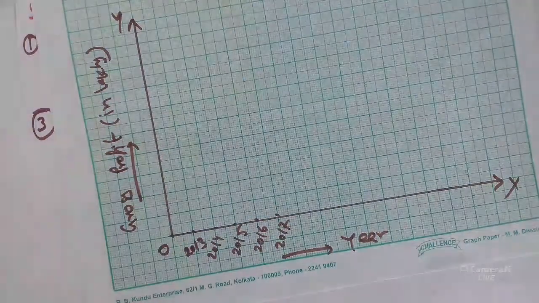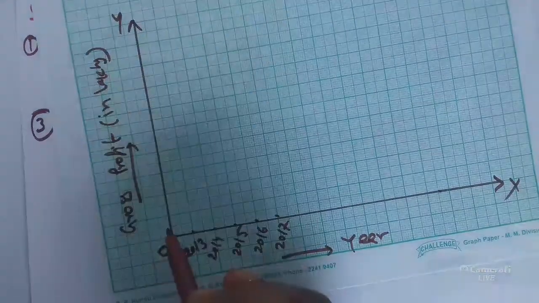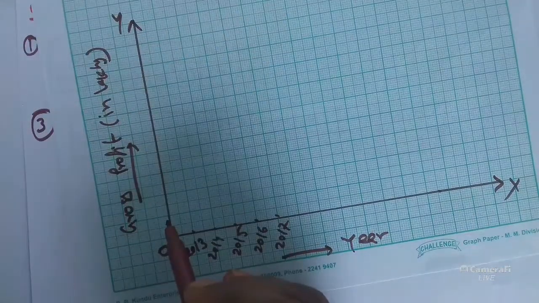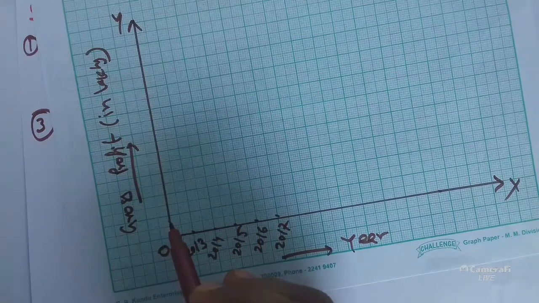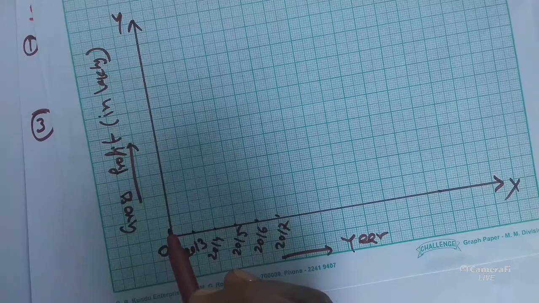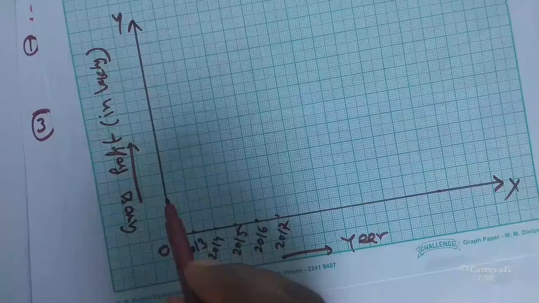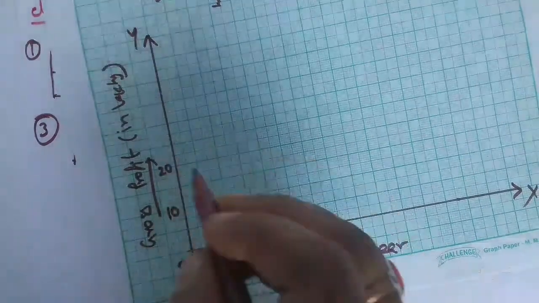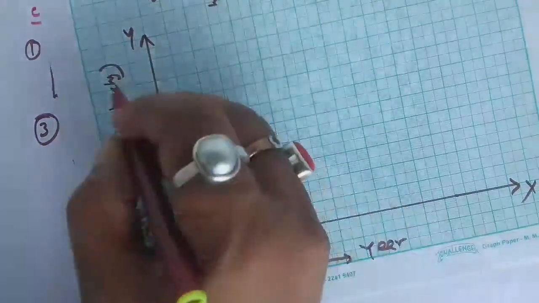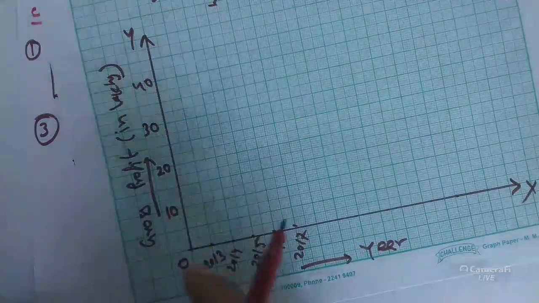Now we have to choose a suitable scale for this given data. If we take 2 units is equals to 10 and 20, 30, like this 40. So I have taken 2 units is equals to 10.